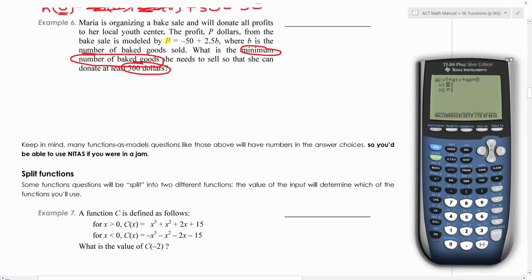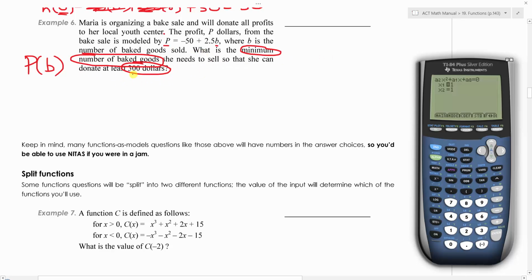The symbology is a little bit different. They did not do a P of B, but that's fine. The P is just the P of B. We can see that the profit is a function of the number of baked goods. So this P and this P of B are exactly the same. The P actually makes things perhaps a little bit clearer than the P of B.